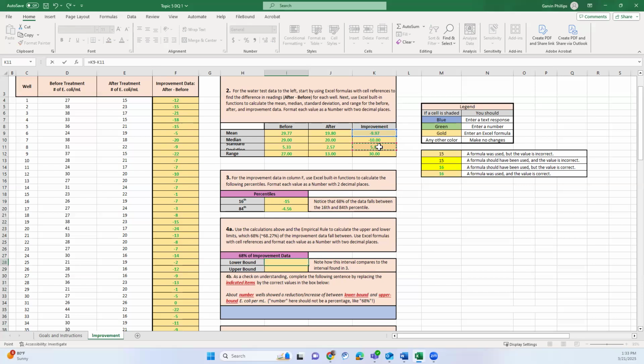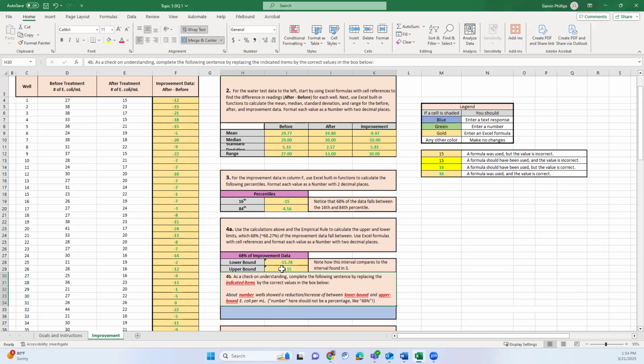When I do the upper bound, I will do addition. So again, I'm going to go here. I'm going to do equal. I'm going to go back to my mean, and I could type these in. And this time I'm going to put plus. And again, I'm going to hit my standard deviation.